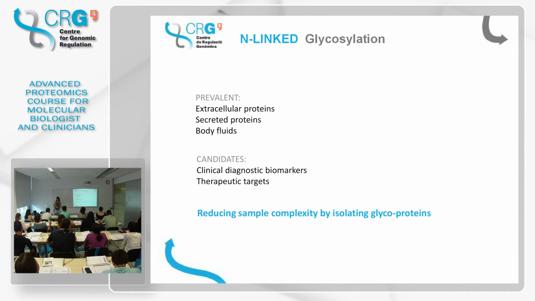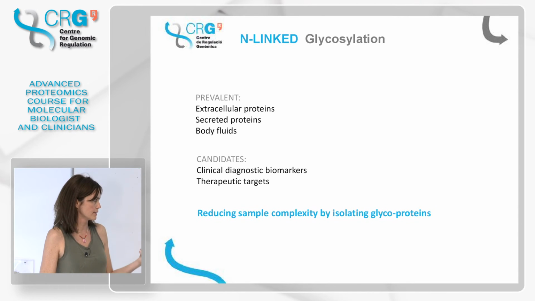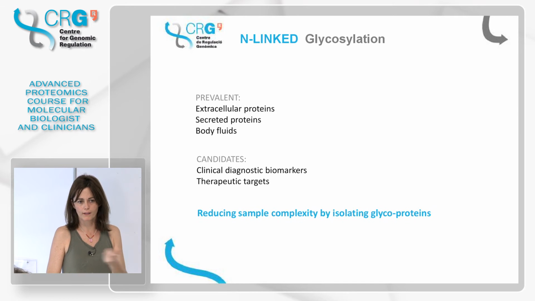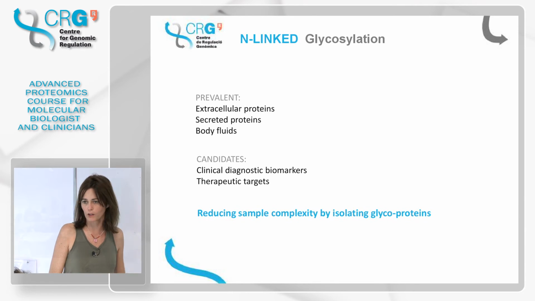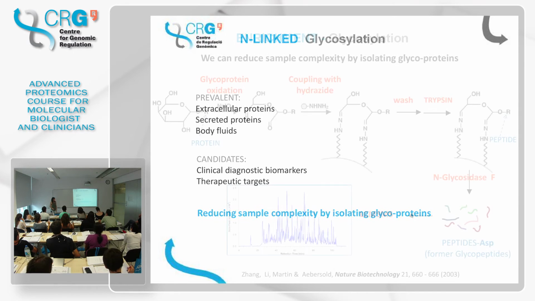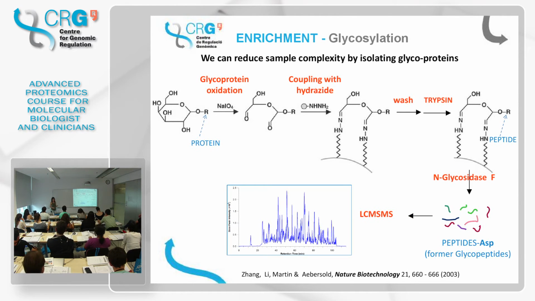Like I already said, glycosylation is prevalent in extracellular proteins, secreted proteins, and body fluids. Therefore, they are great candidates as therapeutic targets or, in general, diagnostic biomarkers. Another reason why some people enrich glycoproteins is because it's a way of simplifying our sample. We reduce the complexity. We only look for those proteins that are glycosylated. It's a strategy. So how do we do this enrichment?